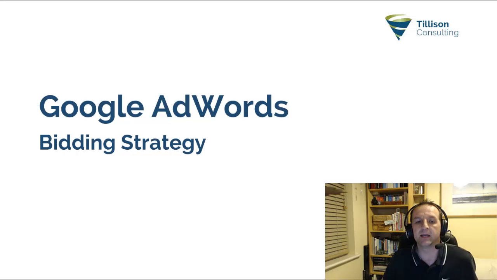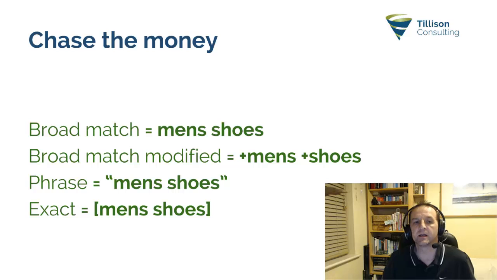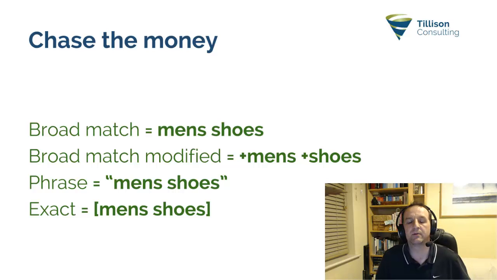So let's look at Google AdWords Bidding. So the first thing to say about how you bid is to remember that Google will always chase the money. So wherever you bid the highest on variations of your keywords which could potentially match the same query, you must make sure that you bid the highest on the keyword that you most want to match.